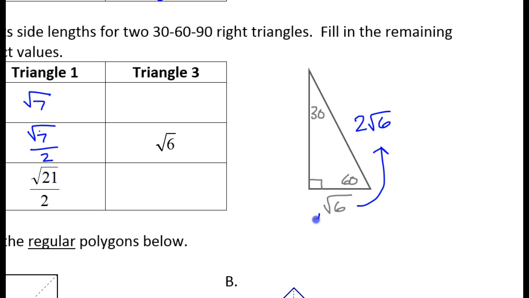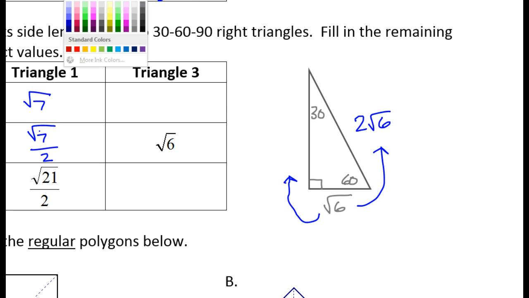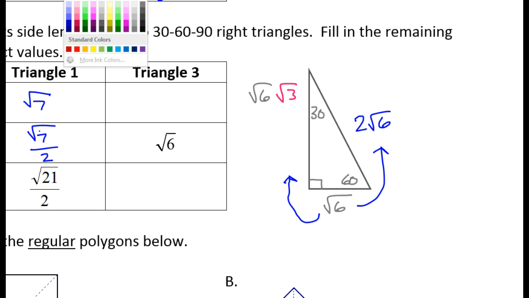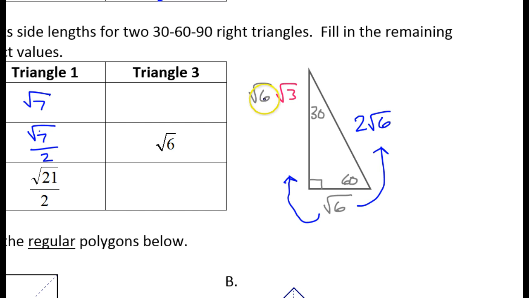Okay, if you take the short leg and multiply by radical 3, that's how you get the long leg. So if I take my short leg, which was radical 6, and then if I multiply that by radical 3, okay, now I've got the short leg times radical 3. That's how you get the long leg. Well, we can actually multiply those since they're both radicals. 6 times 3 is 18, so that's going to be radical 18.